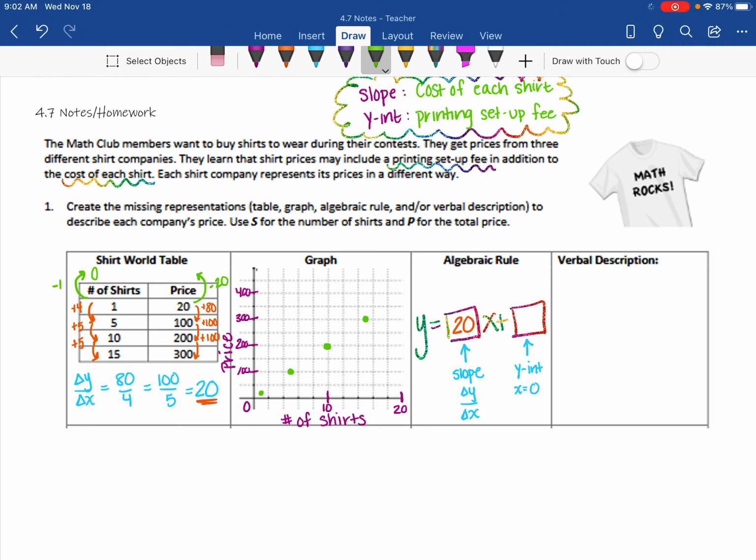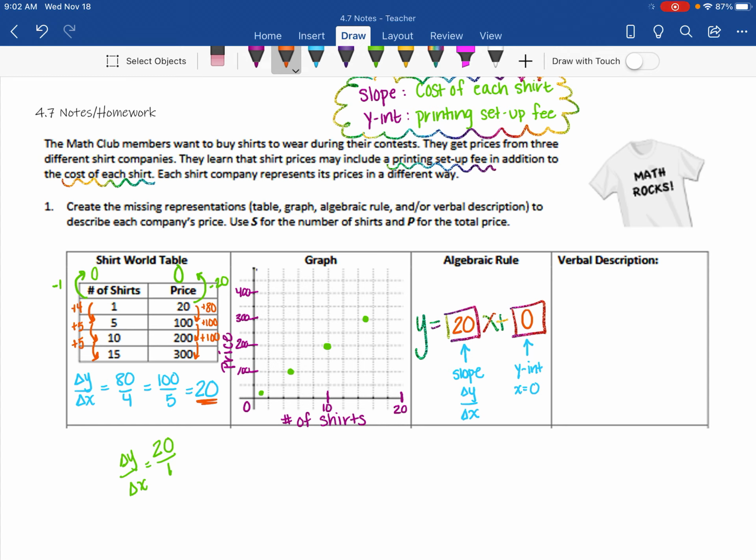Because if you think about our slope being 20, it's $20 per one shirt, which means my change in y is 20 and my change in x is 1. So if I start counting by ones in my table, I'm going to be counting by 20s on my y column. So if I subtract 20, that gives me a y-intercept of 0. And my rule is done.